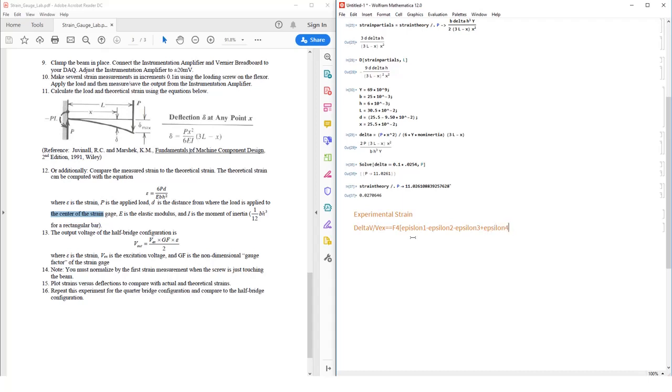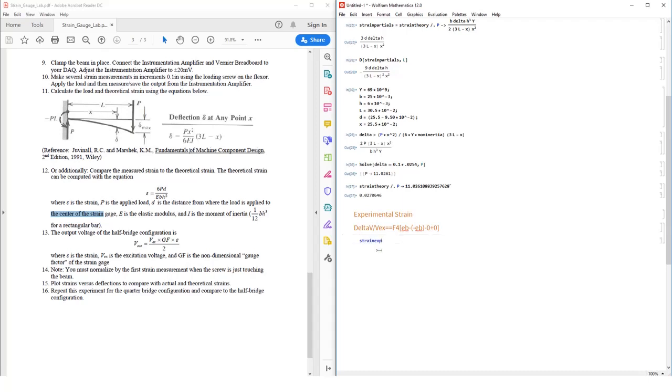We know that we're using a half bridge configuration, so epsilon 3 is 0 and epsilon 4 is 0. Epsilon 1 is just going to be your positive bending strain. Epsilon 2, since it's on the back of that beam, just like we discussed in a previous video, is going to be negative bending because we're compressing our strain gauge. So we're going to end up with the strain that we measure, the experimental strain, EB, is just going to be 2EB. So we're going to rewrite this expression.